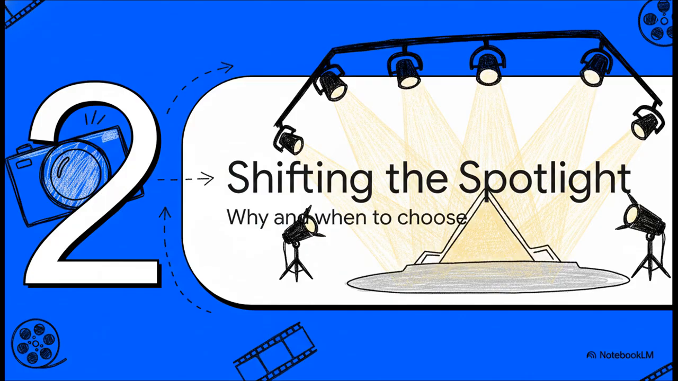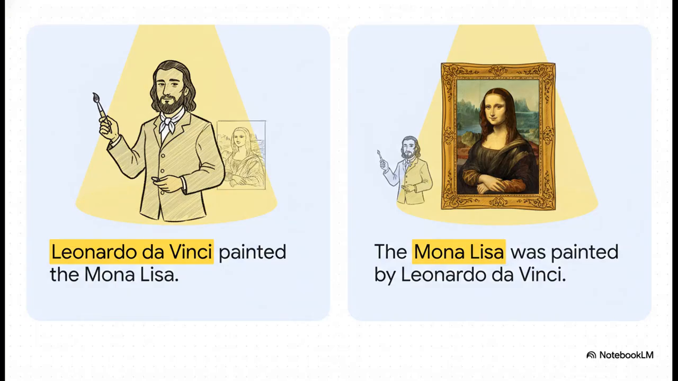Choosing between active and passive isn't about right or wrong. It's a strategic choice. I want you to think of yourself as a movie director. You've got a camera, and you have to decide where to point it. What's the most important part of the scene you're trying to show? This example shows that shift perfectly.